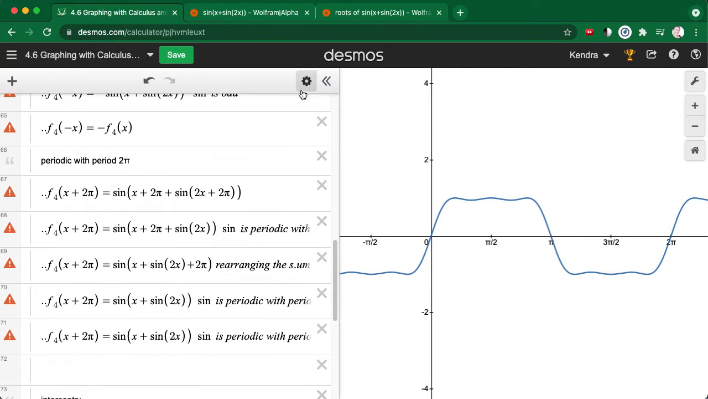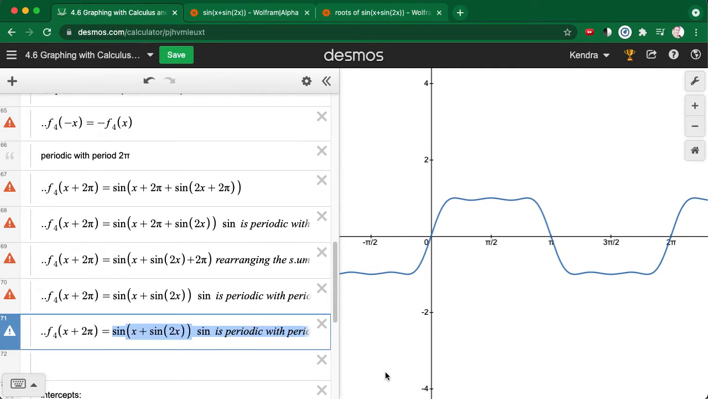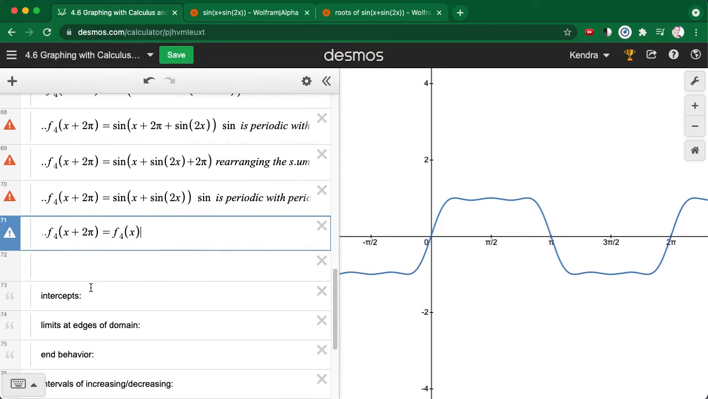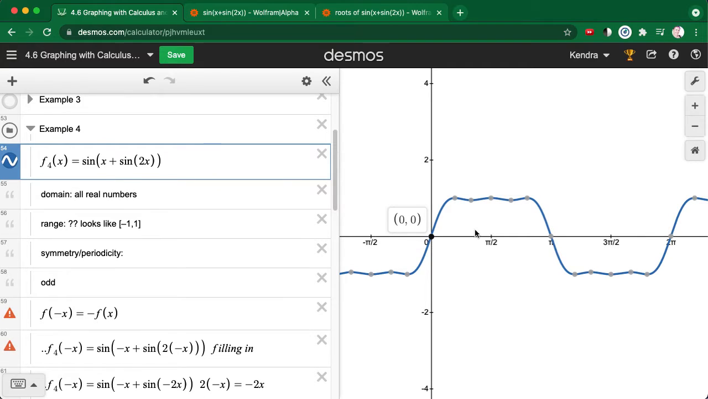This shows that f4 of x plus 2 pi is the same as just f4 of x. So that does show a periodicity with period 2 pi. Super. Okay. Intercepts. 0, pi, 2 pi.